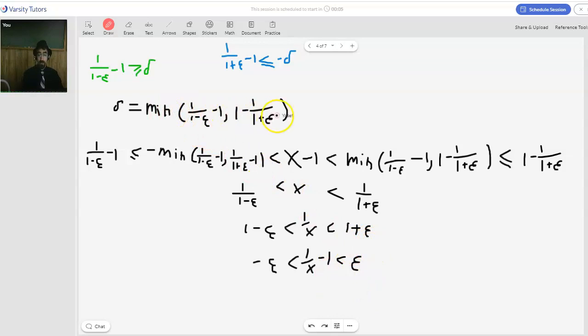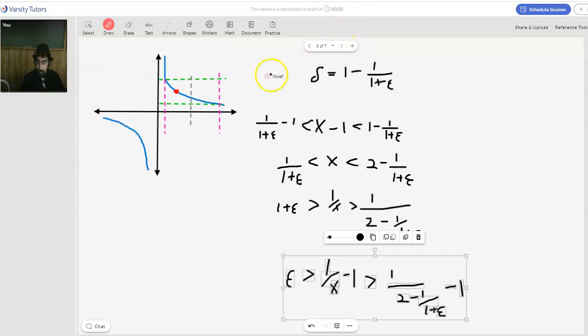Now, if you don't want to factor in a minimum and deal with all this in your algebra, there's another trick you can use. Let's look again at this graph. Realistically, we know that the tighter restriction is going to be at the left end here, just because of the way that this graph curves. So can we just take this left end restriction? Can we just say our delta is going to be the left end restriction? And as a matter of fact, we can. Suppose we set delta equals 1 minus 1 over 1 plus epsilon.